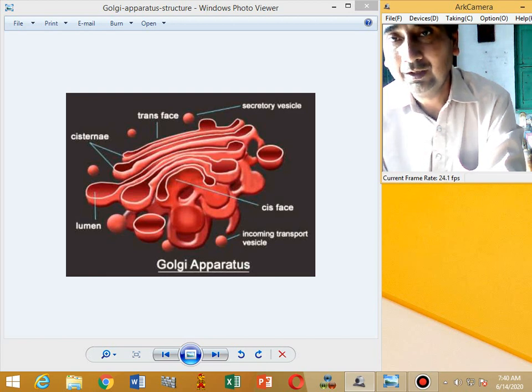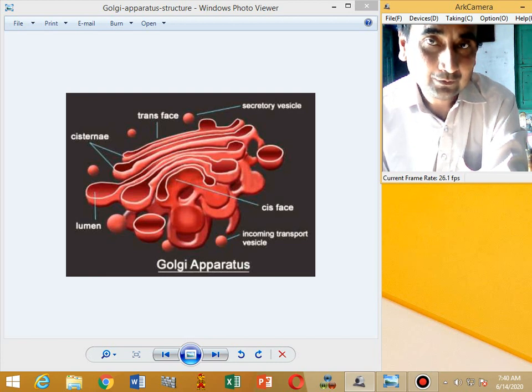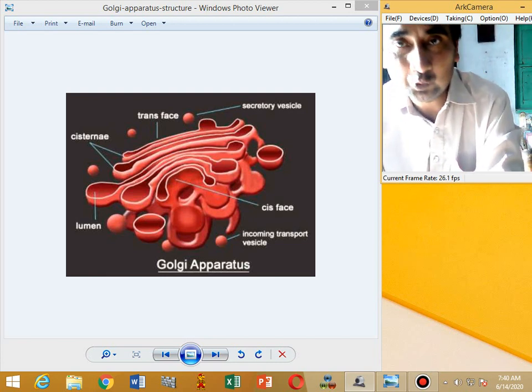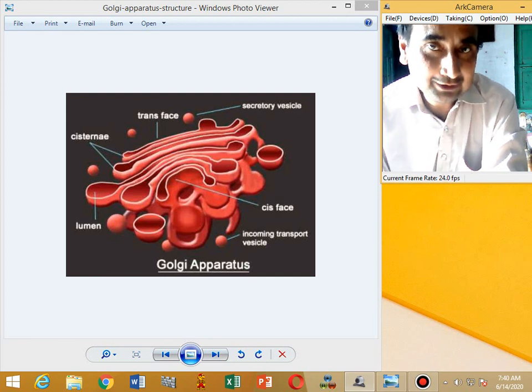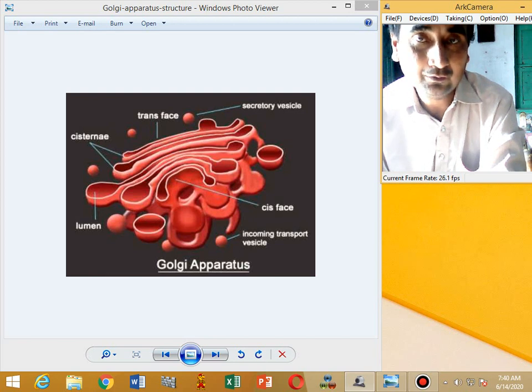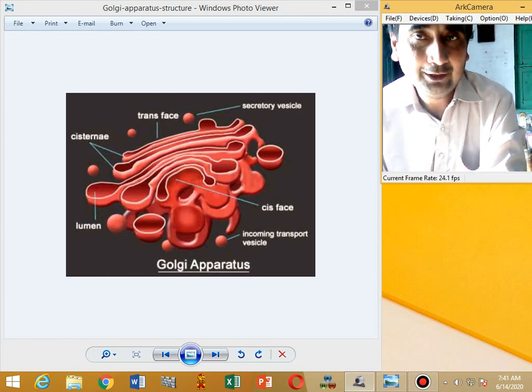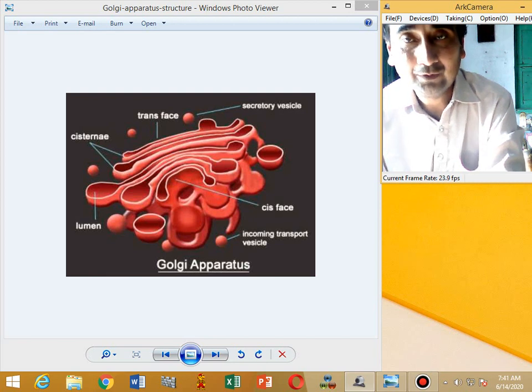Now, how does the Golgi work? Golgi is associated with secretions. These secretions are formed on the ribosomes. Then these secretions from the ribosomes come into the endoplasmic reticulum. From the endoplasmic reticulum, these secretions come into the Golgi, where they are packed into the final product. Then these secretions move out of the cell.